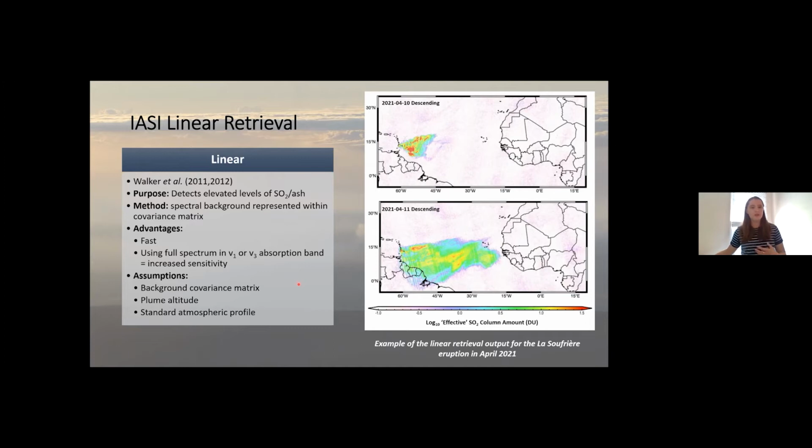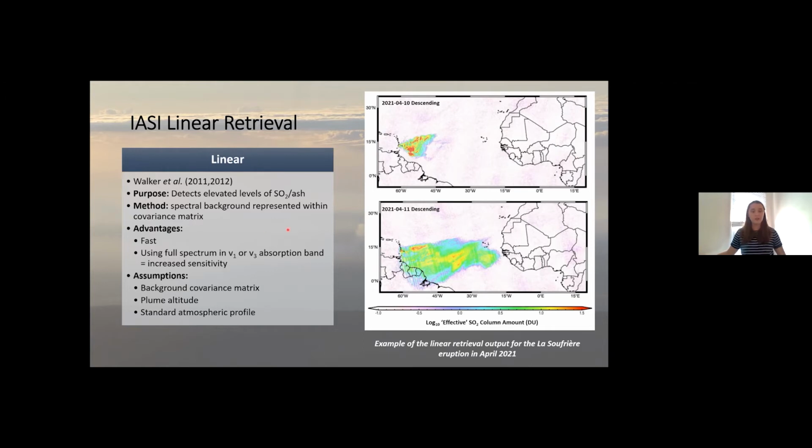It's using the full spectrum in either the NI1 or the NI3 absorption bands. We tend to use the NI3 absorption band because it's less noisy. And that means that we have increased sensitivity to SO2 compared to if we were using just a single or a couple of channels within the spectral range.